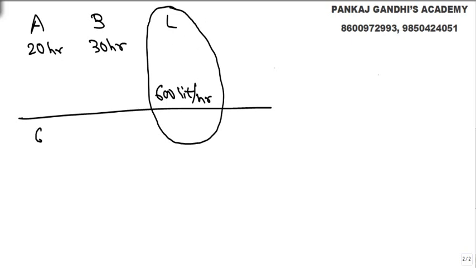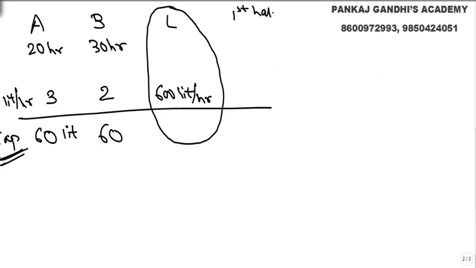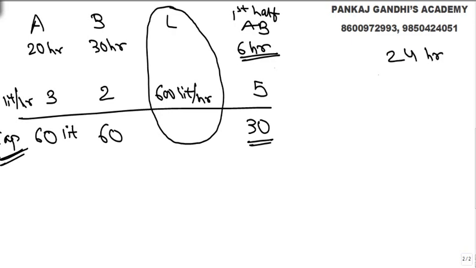Now, all three together fill the tank in 24 hours, but first let's assume the tank capacity is 60. We assume the full tank is 60. So if the full tank is 60, A in 20 hours gives 60 per 20, which is 3 per hour, and B in 30 hours gives 2 per hour. Till half tank, leakage will not be there. If full is 60, half will be 30. A and B will fill the first half at 5 per hour, so in 6 hours half the tank will be filled.